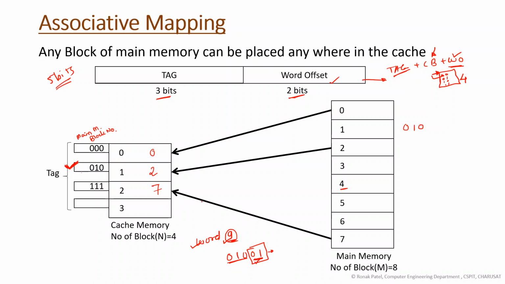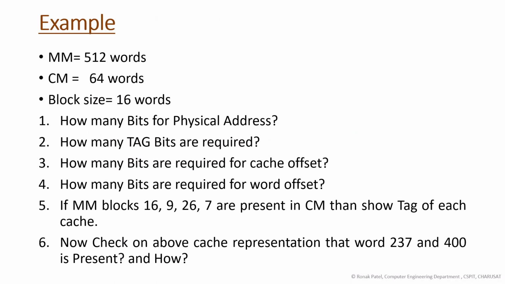But now in associative mapping, if I need to put block 4 into cache memory, I will start searching whether there is any empty block, and I found that empty block. So I will place 4 here, and the tag bits for 4 are 10. So this is associative mapping. Solve this example later on; we'll make a video on this solution also.